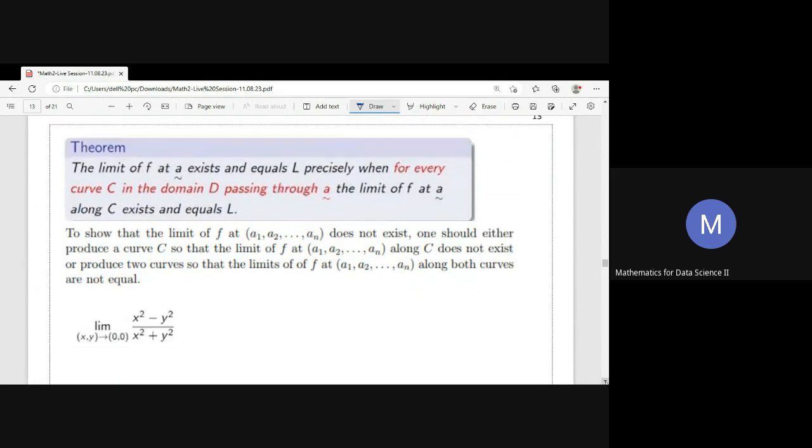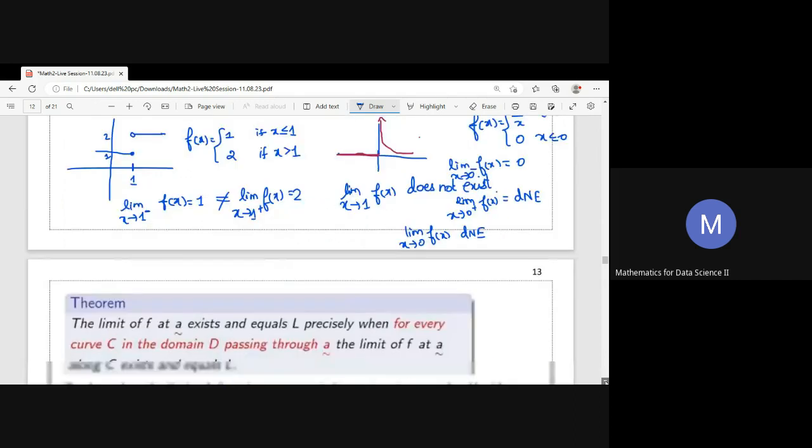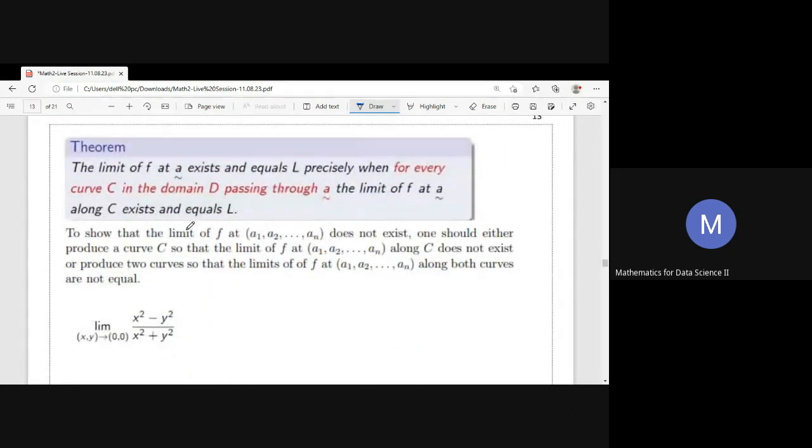Okay, let us continue then. The limit of f at a exists and equals L precisely when for every curve C in the domain D passing through a, the limit of f at a along C exists and equals L. This is like the sequence idea we are using: the limit as x goes to a of f of x exists if for every sequence x_n converging to a, f of x_n converges to some limit, and that will be the limit. So instead of a sequence, here we are having a curve. Usually we do not use this for finding the limit of the function, but to show the limit does not exist, we are going to use this.